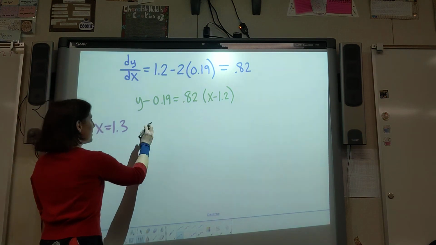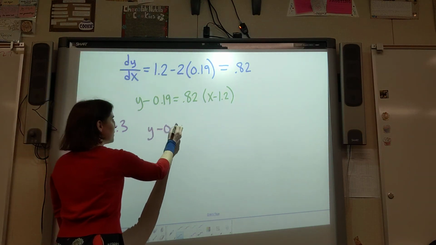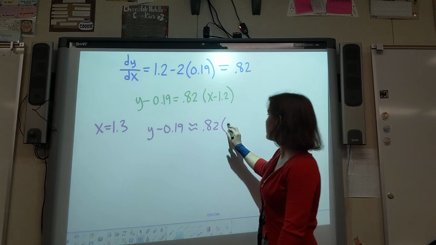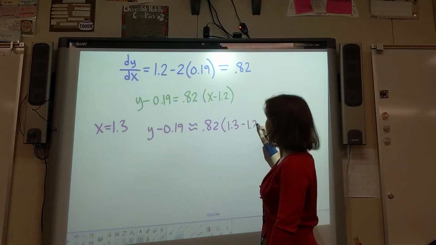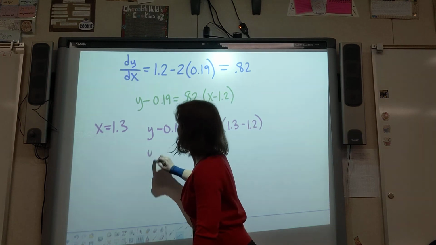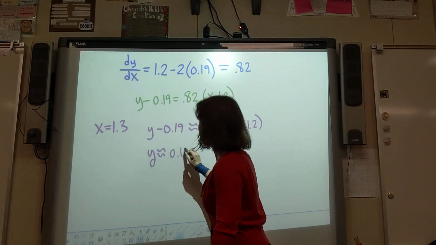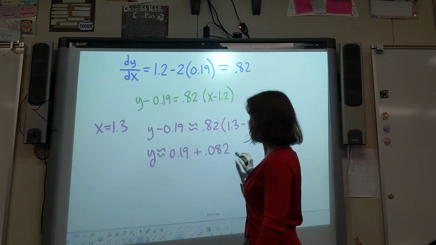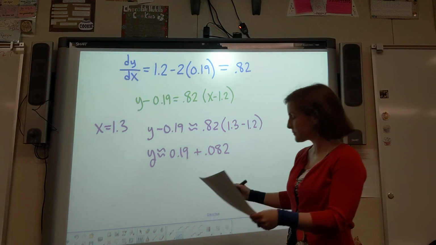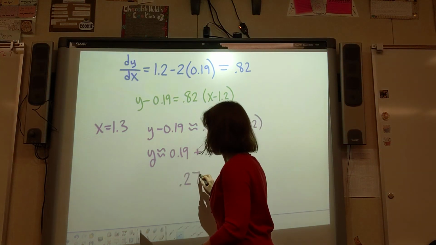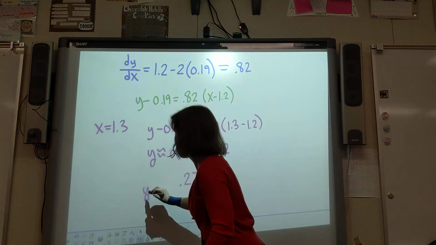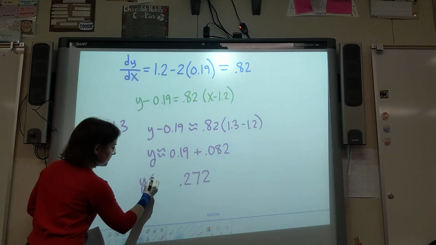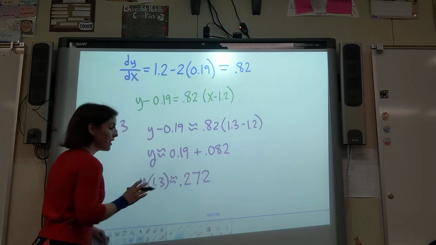Okay. So y minus 0.19, we've got 0.82, and we want to know when x is 1.3. Okay, let's work this out. Y is approximately, let's add that 0.19 plus 0.082. So I get 0.272 for our approximation of the y. Okay, y of 1.3 is approximately that.